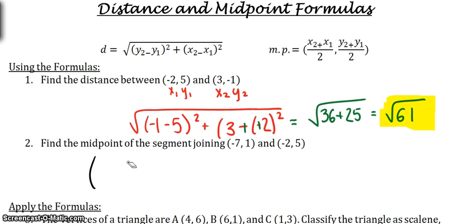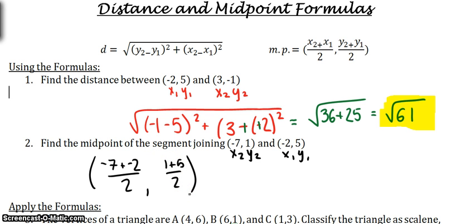Actually, maybe before I plug these in, I want to label my points here. Now, it doesn't matter which one you call your point 1 and point 2. So maybe I'll change up this time and call this x2, y2, and x1, y1. Okay, as long as you keep the points together, it doesn't matter how you label them. So plugging that into our formula, we have -7 plus -2, then you divide that by 2, and we have 1 plus 5 divided by 2. So again, I want you to practice computing these on your own. Go ahead and add them up, simplify if you can, and I'll come back with the answer.